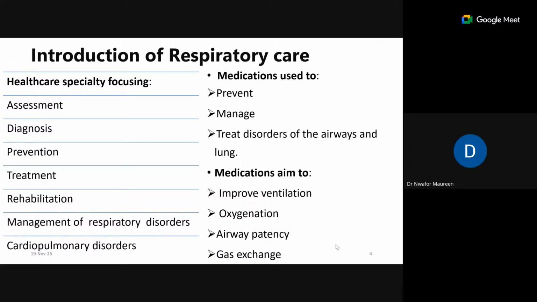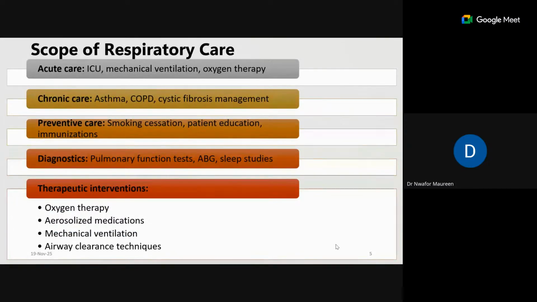So any agent that you're going to use to improve patient respiratory disorders, you must bring on board these important aims and objectives. You have to look at whether it can improve the ventilation of that patient, improve the oxygenation, airway patency, and gaseous exchange. Once such medications can do it, then you go ahead to give it to your patients.